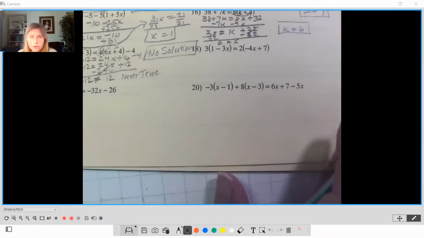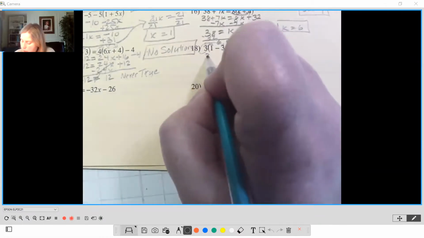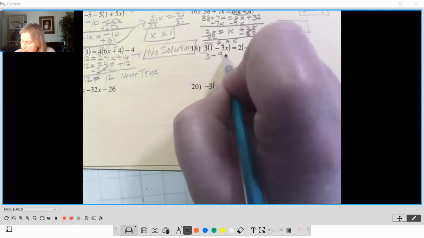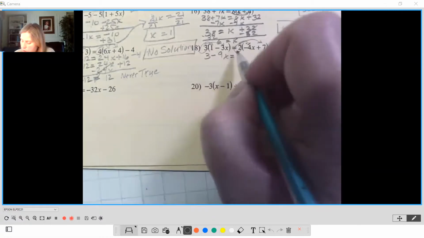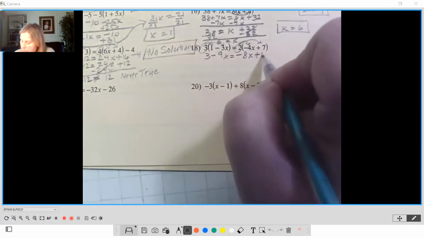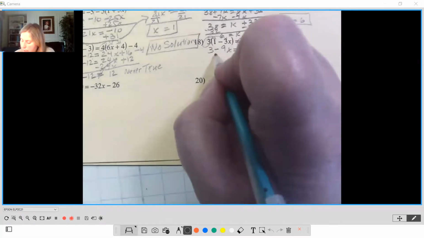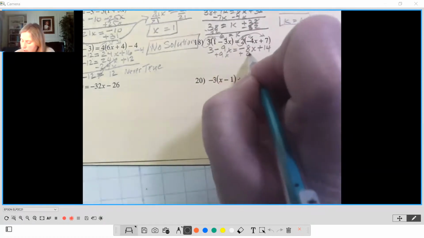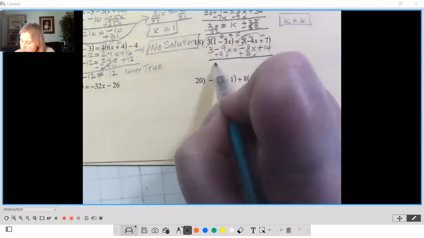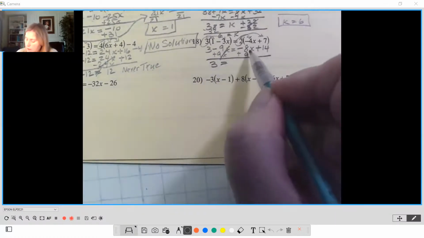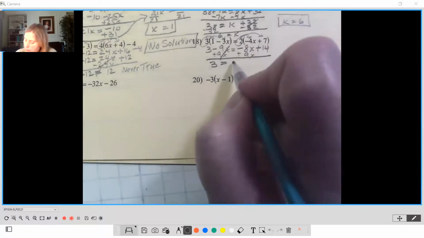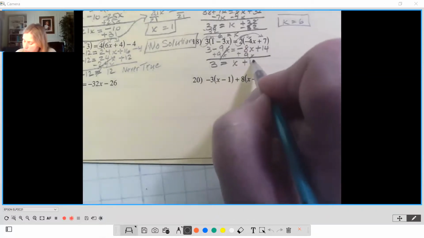Okay, so then we are distributing number 18, we're distributing 3. So 3 distributed to 1 and minus 3x. So it's going to give us 3 minus 9x equals, and then we're distributing the 2. So equals negative 8x plus 14. We'll add 9x to each side. That will give us 3 equals 9x minus 9x cancels out. That gives us negative 8x plus 9x is x, and then bring down the plus 14.